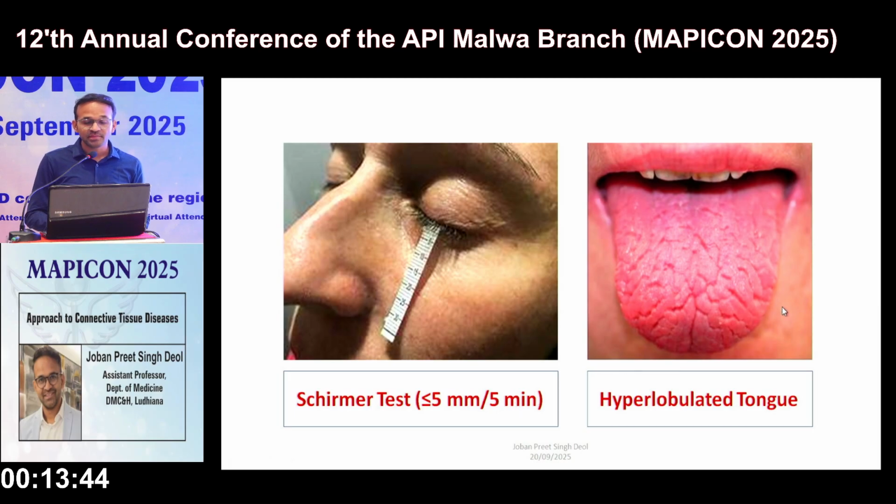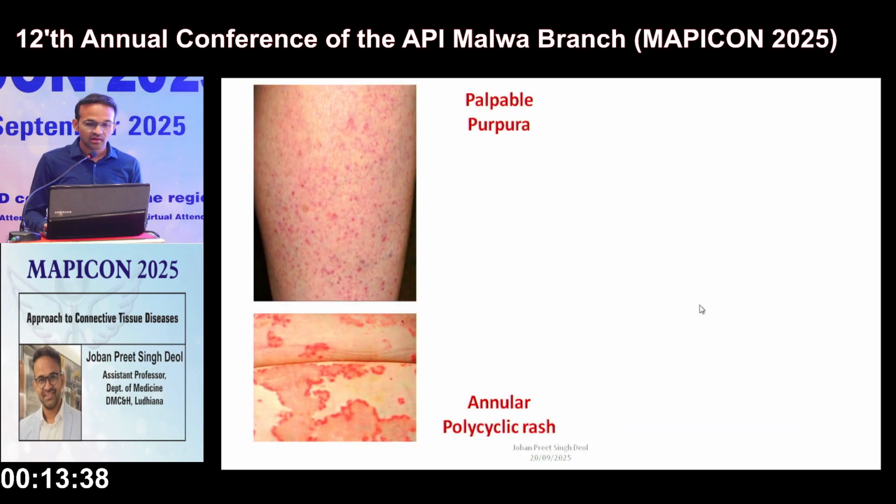And these patients, because of the salivary hypofunction, can have a hyperlobulated fissured tongue. And at times they can have palpable purpura. Particularly these patients tend to complain that after prolonged standing they develop such purpura over the lower extremities. So this dependent palpable purpura, which is nothing but the cutaneous signature of leukocytoclastic vasculitis, is again a feature of Sjogren's disease. And they can have an annular polycyclic rash just like systemic lupus erythematosus.